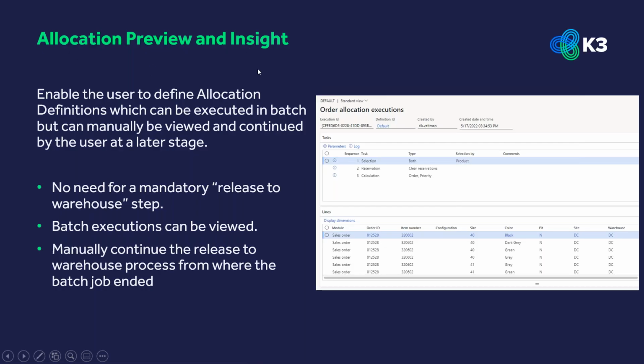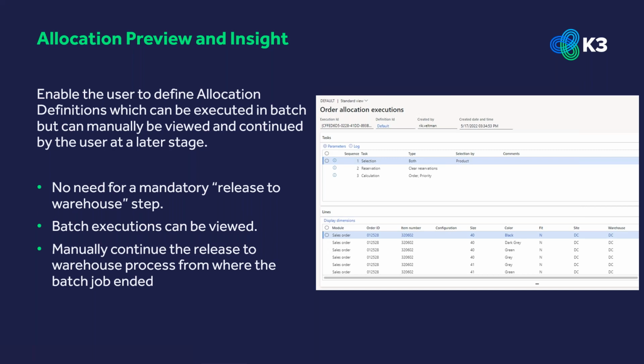Allocation preview and insight. Okay, we have our order allocation within our release to warehouse section, where you can filter, run allocations, calculate, etc., and do it manually step by step. Fine, works perfect. Next to that, we created what we call the order allocation definitions, where you could run those same calculations in a batch, and it would end up with the release to warehouse part. But it was sort of a batch job, which was a black box.